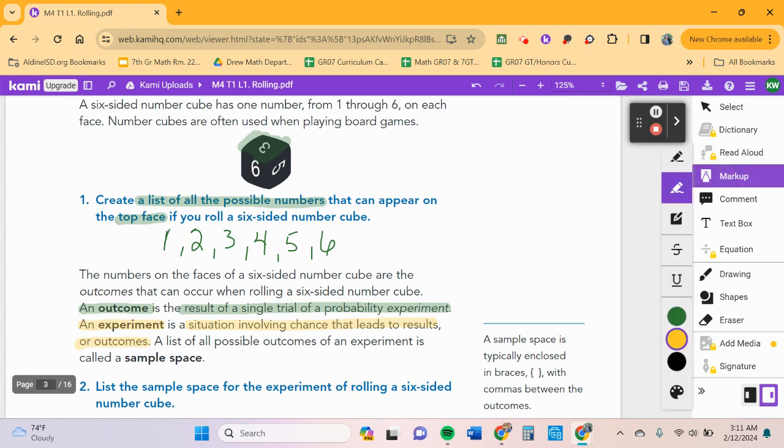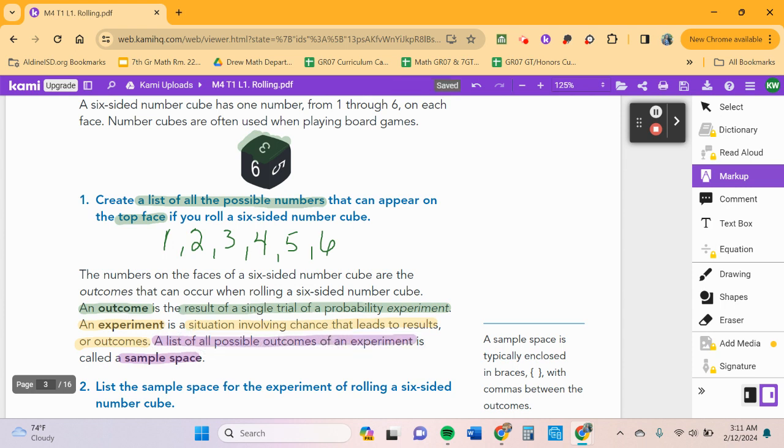And we've got another vocabulary word, and this one's important. Well, they're all important. A list of all possible outcomes of an experiment is called a sample space. So let's go ahead and highlight that. Sample space. Say sample space. It is a list of all possible outcomes of an experiment.